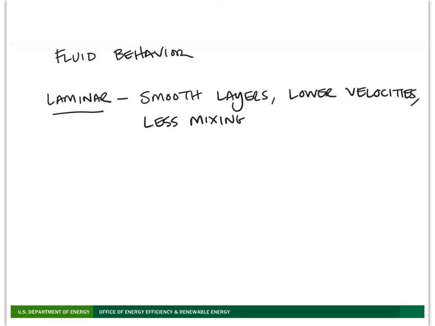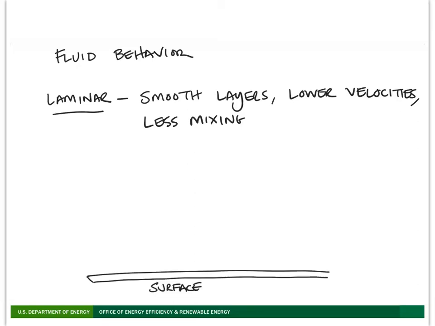The first type of fluid behavior that we define is called laminar flow. We associate laminar flow with much smoother behavior, lower velocities, and typically less mixing. So if we were to draw a picture of this, we would have a flat plate or flat surface that our flow is interacting with at a specific temperature. And then we draw a laminar system as a relatively smooth airflow over the surface.